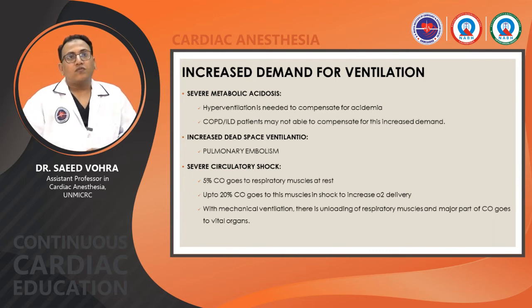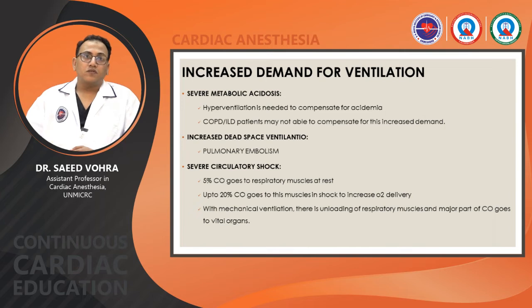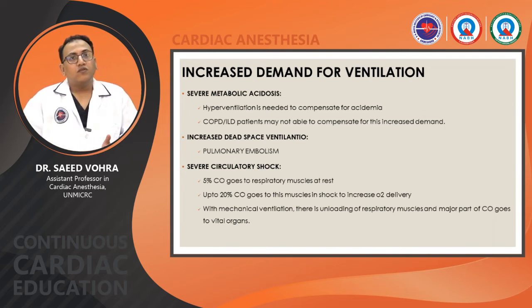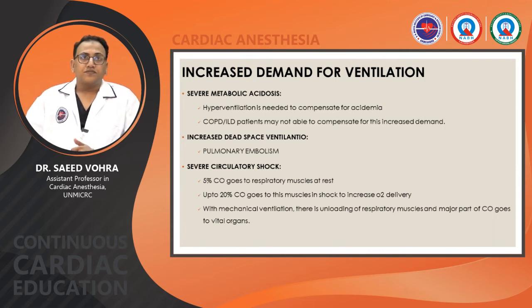Now at rest, normally 5% of the cardiac output goes to the respiratory muscles, but during shock the respiratory muscles may consume up to 20% of the cardiac output to increase the O2 delivery. Now with mechanical ventilation, you can unload these respiratory muscles and direct the major part of cardiac output towards the vital organs like heart, brain, and kidney, and you can save these vital organs.